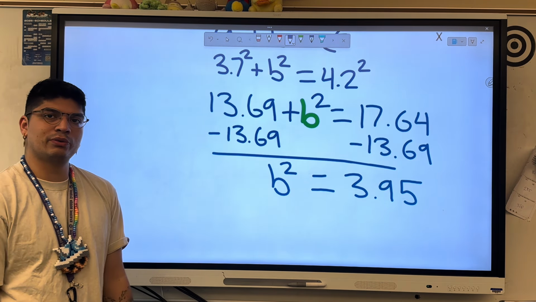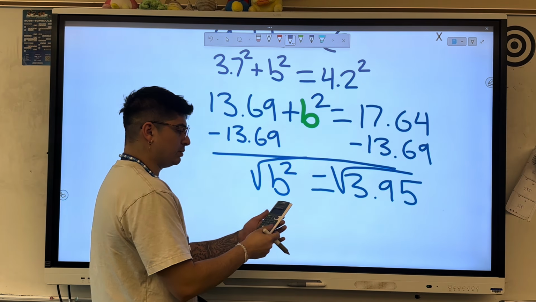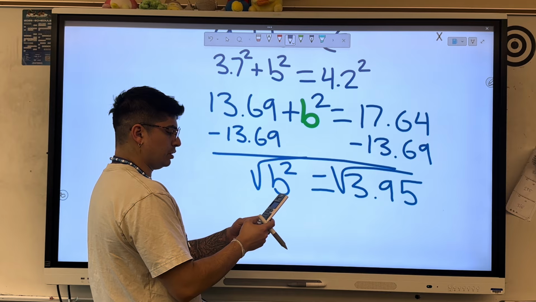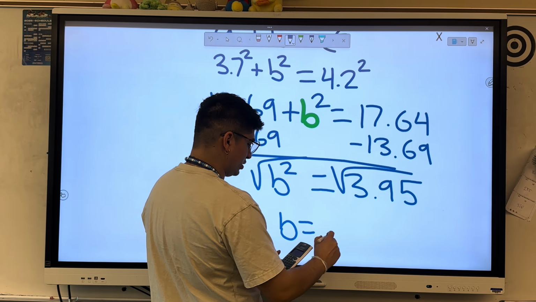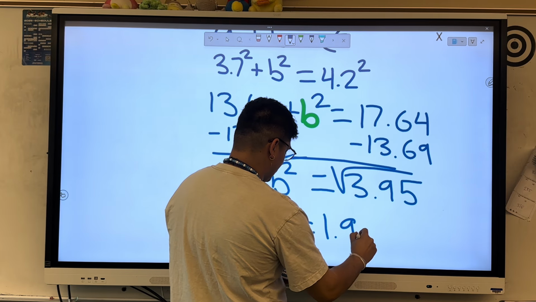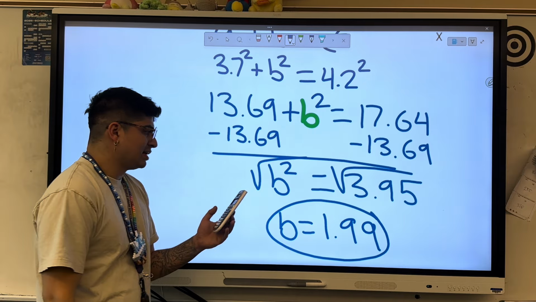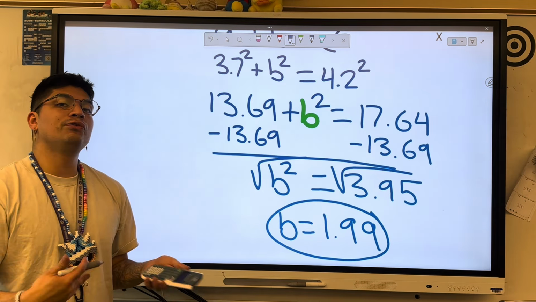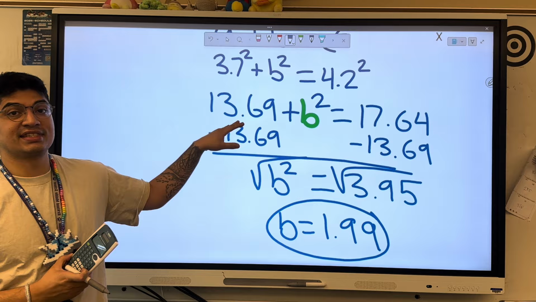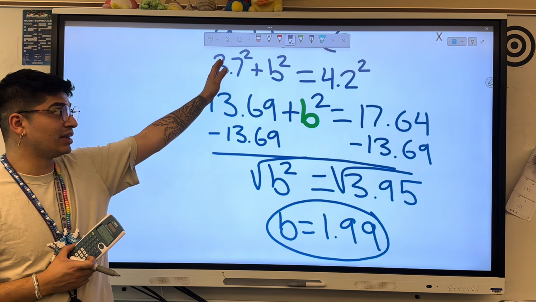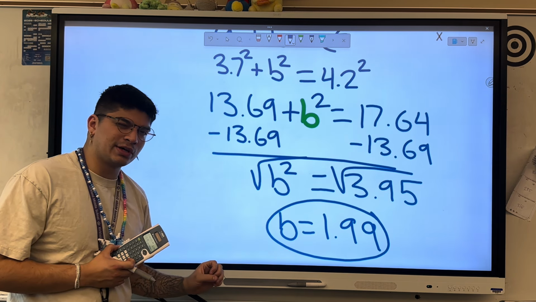Last step is just finding the square root. So I want to know what the b is, not the b squared. Square root of 3.95 is b is equal to 1.99 if you round it to the nearest hundredth place. And that's your final answer. So that's solving for not the hypotenuse. That's solving for one of the missing side lengths, right? Because you're given one of the legs, you're given the hypotenuse, you still got to place them where they're at.